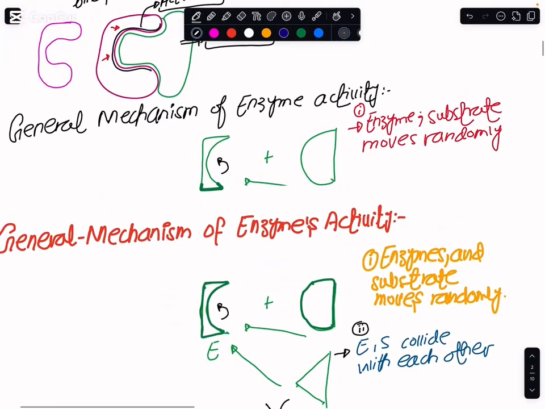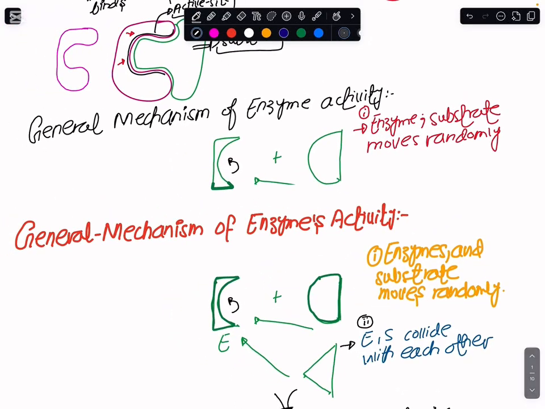Hello class. So now I welcome you to another lecture, and in today's class we will see the general mechanisms of enzyme activity and what models were presented by the scientists to justify how the enzymes are working in our body.